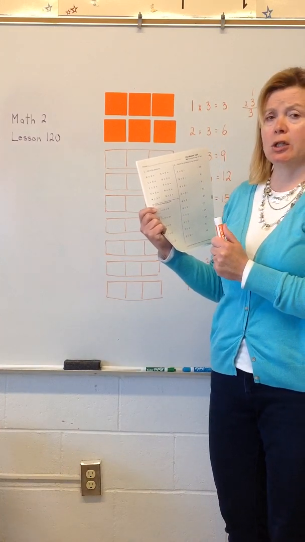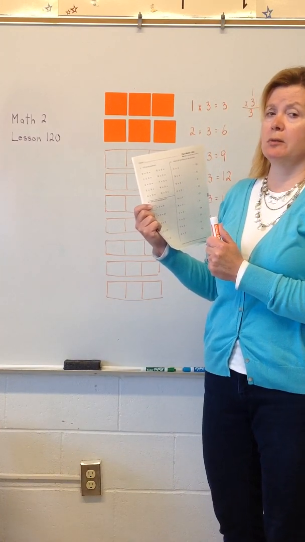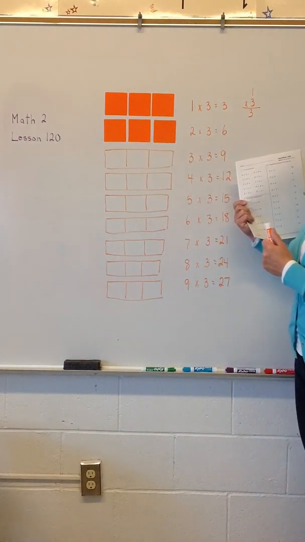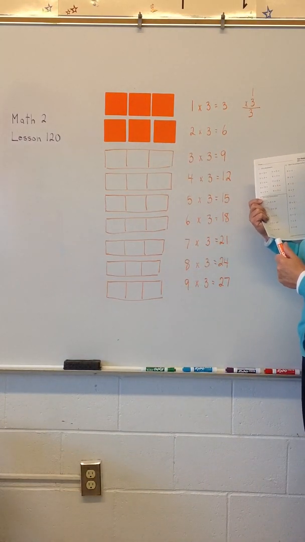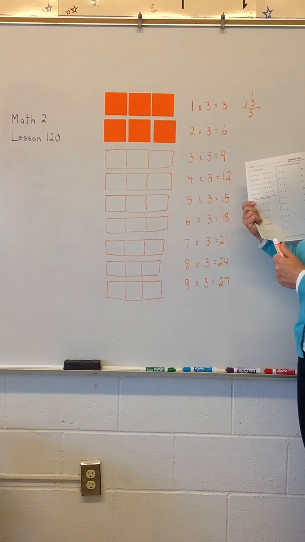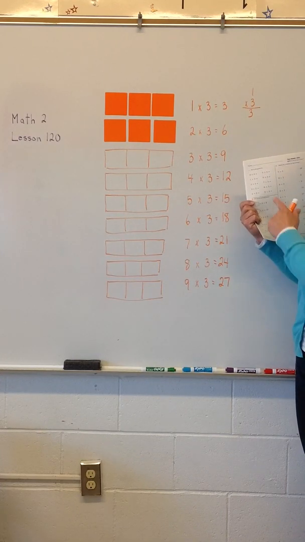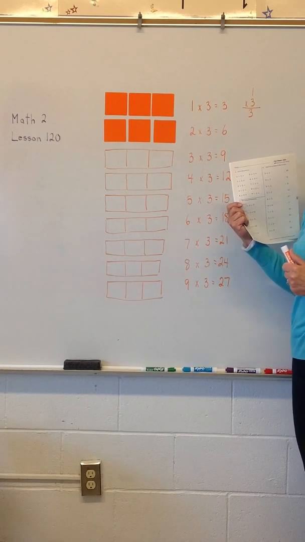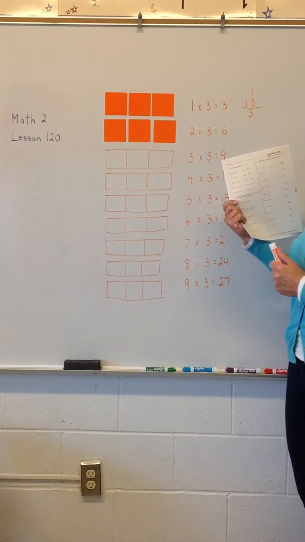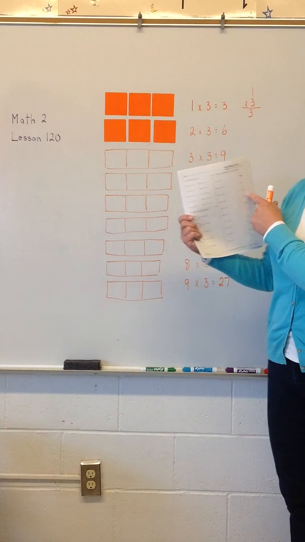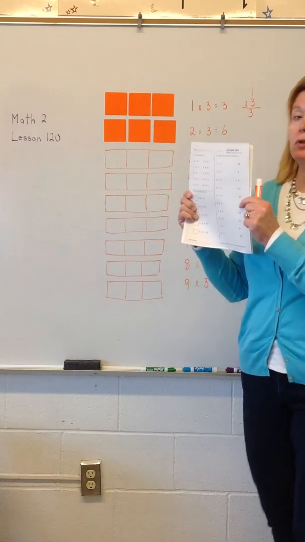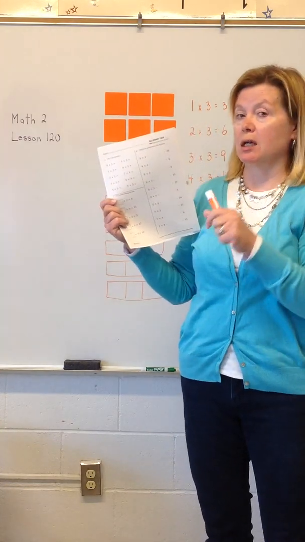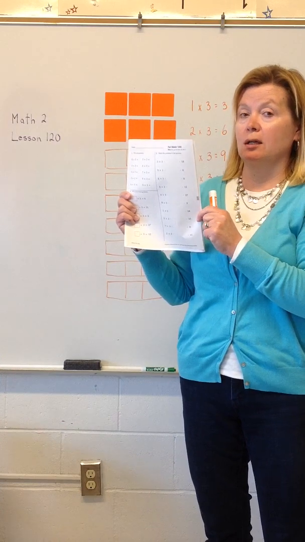I'm doing a very good job of standing in front of all the answers. Let me move over a little bit. 7 groups of 3, 21. 8 groups of 3, 24. And our last one, 9 groups of 3, 27. Okay. If you didn't finish that part yet, pause the video so that you can get caught up.